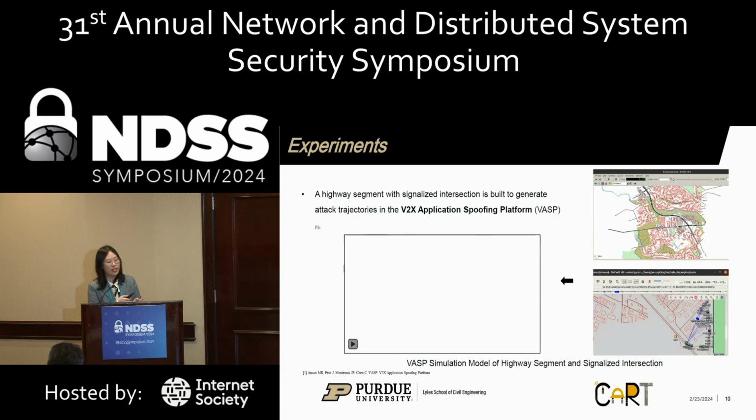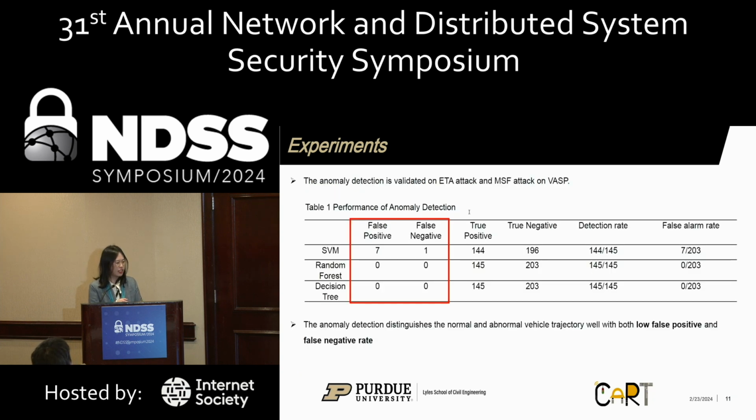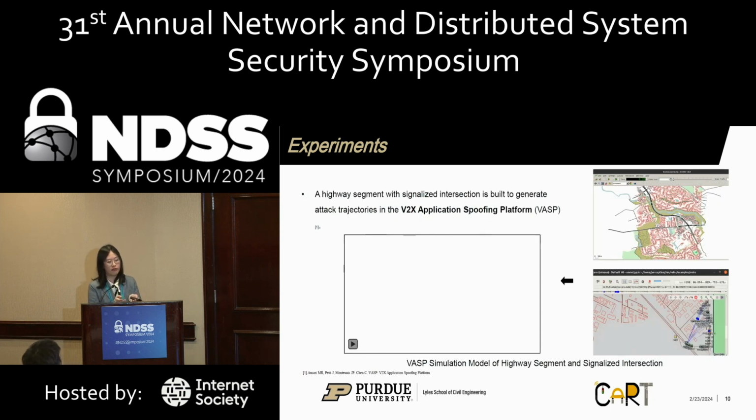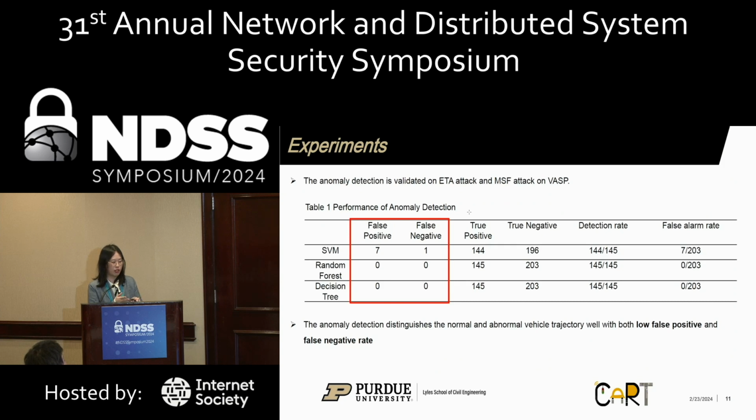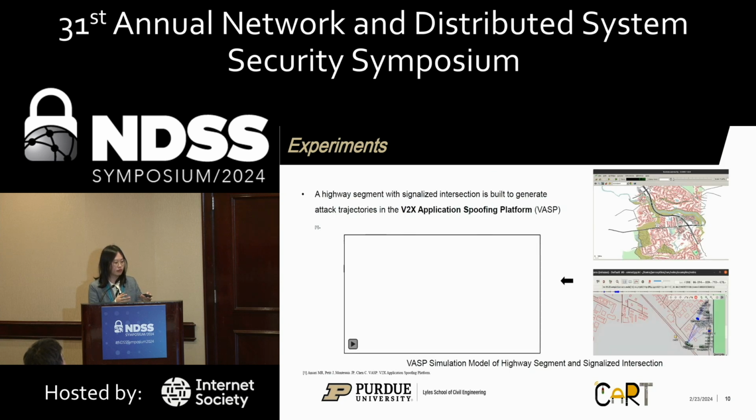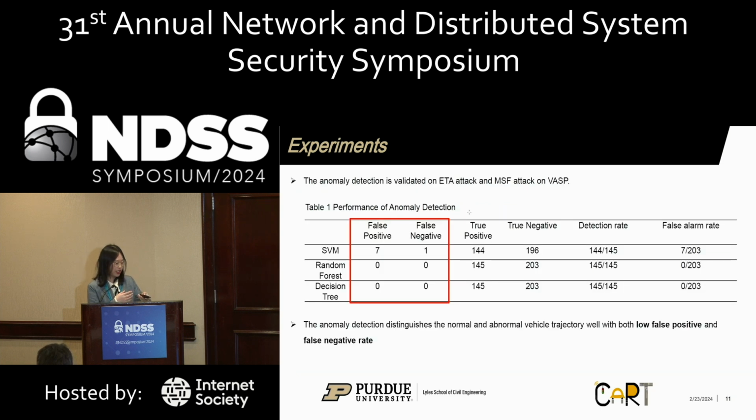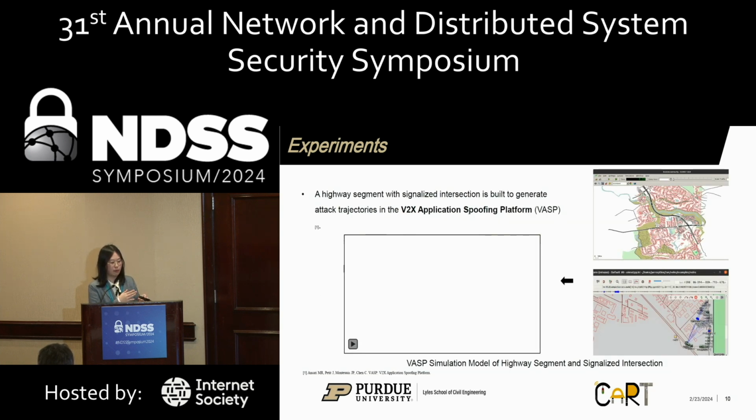To validate the proposed model, a highway segment with a signalized intersection is built to generate the attack trajectories in the V2X application spoofing platform, also known as VASP. There should be a video here showing the implementation of the MSF attack on the VASP, but it seems that the video doesn't work. So I will briefly introduce that.